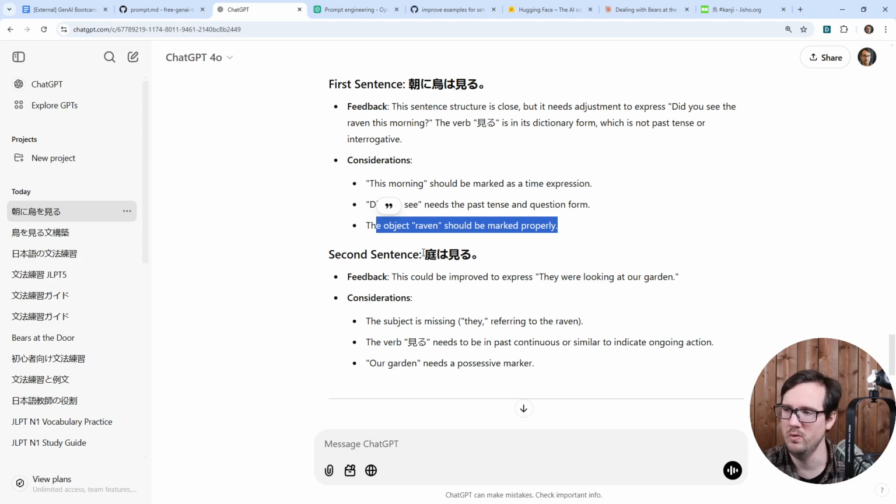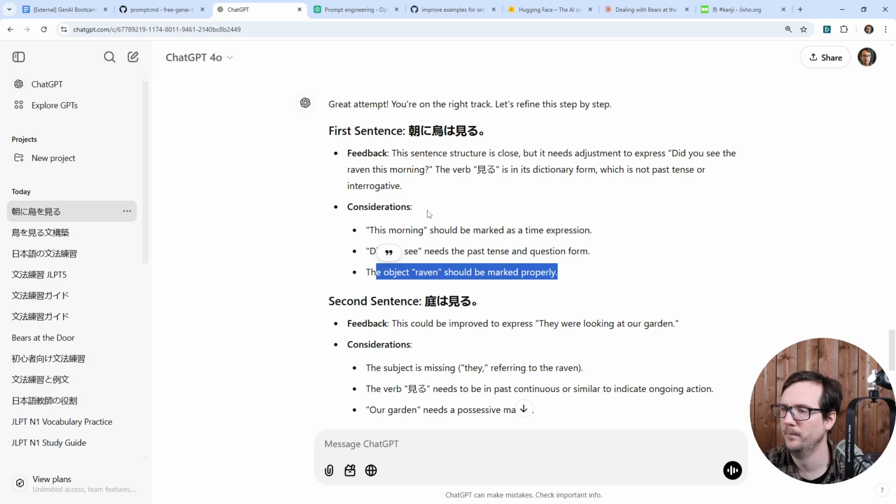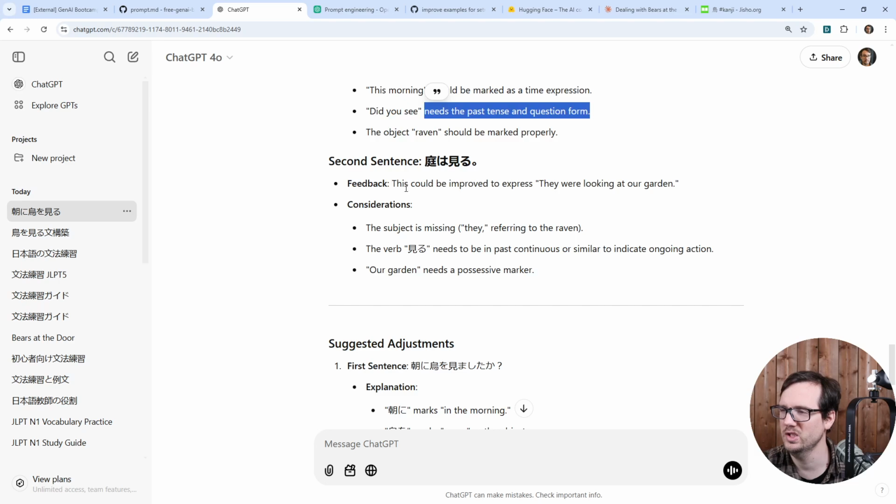So can we do that? So this morning should be marked as a time expression. Did you see? Needs to be past tense. I mean, would it actually be that? This could be improved to express they were looking at our garden. So the subject is missing, they, referring to the raven.